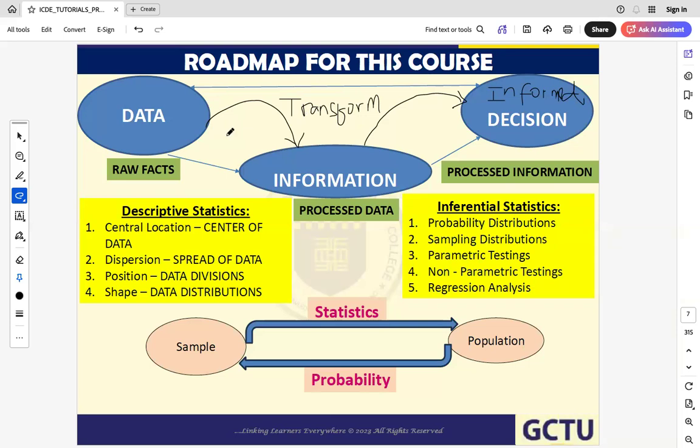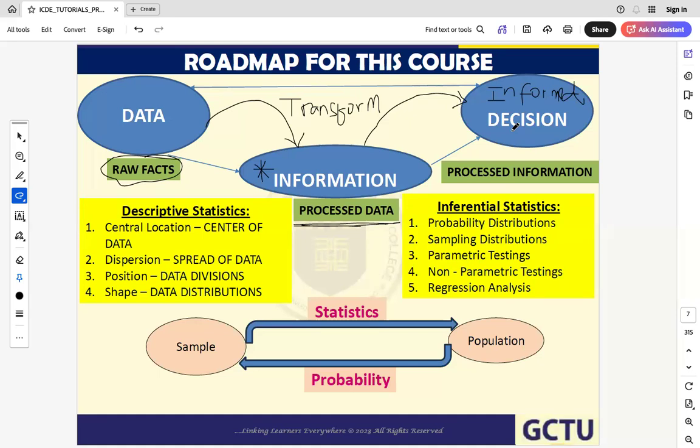And so I'll still repeat, data are raw facts, but thankfully within the raw facts, information is hiding. And once we use our transformation processes to get the information out of the raw facts, then it becomes processed data. Then with the processed data, we can make meaningful decisions.